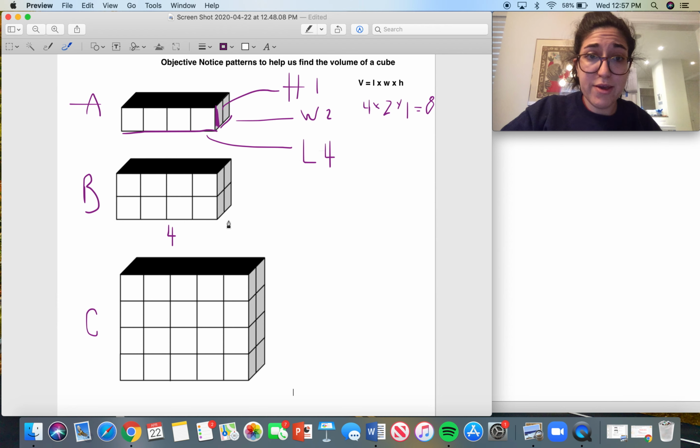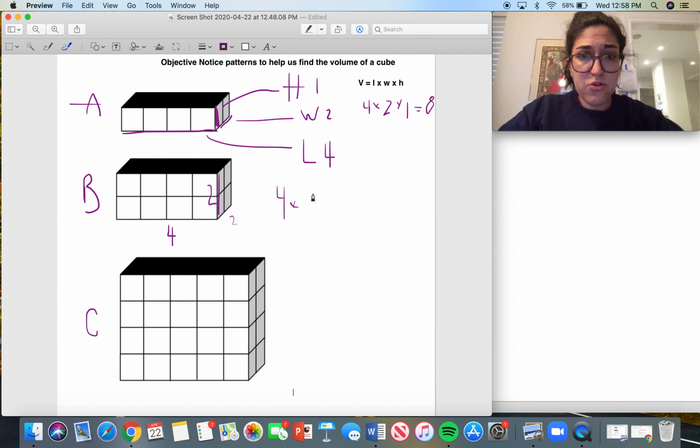Here we have a length again of 4. We have a width again of 2. But this time we have a height also of 2, right? This up and down part. So here it's 4 times 2 for length and width. Length is 4, width is 2. But now the height times 2 again. So here we have 4 times 2 is 8, times another 2 is 16. You have a volume of 16.